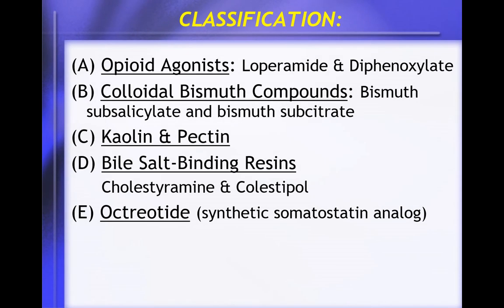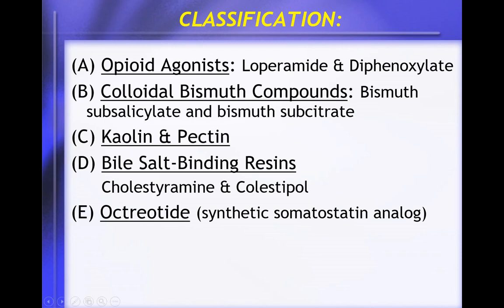Now the classification of antidiarrheal drugs. The opioid agonists like loperamide and diphenoxylate are used. Second group is colloidal bismuth compounds like bismuth subsalicylate and bismuth subcitrate. Then adsorbents like kaolin and pectin. Then bile salt binding resins, and finally octreotide, which is the somatostatin analog.